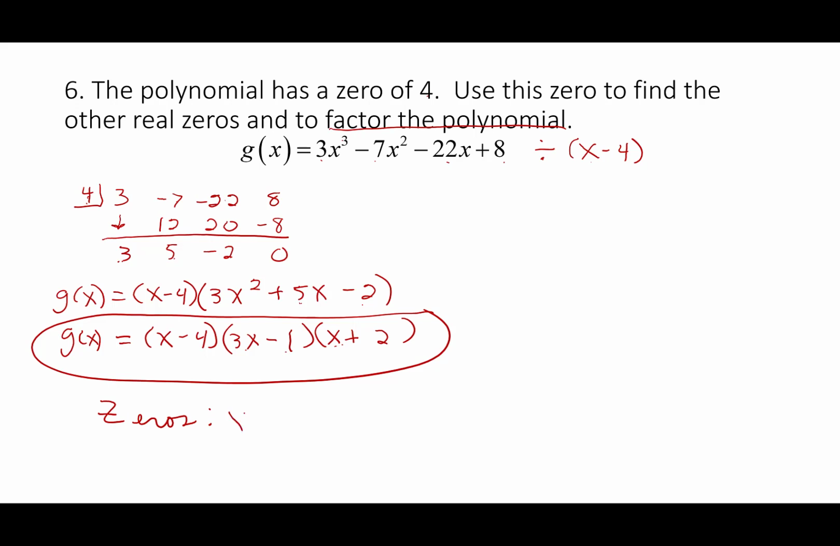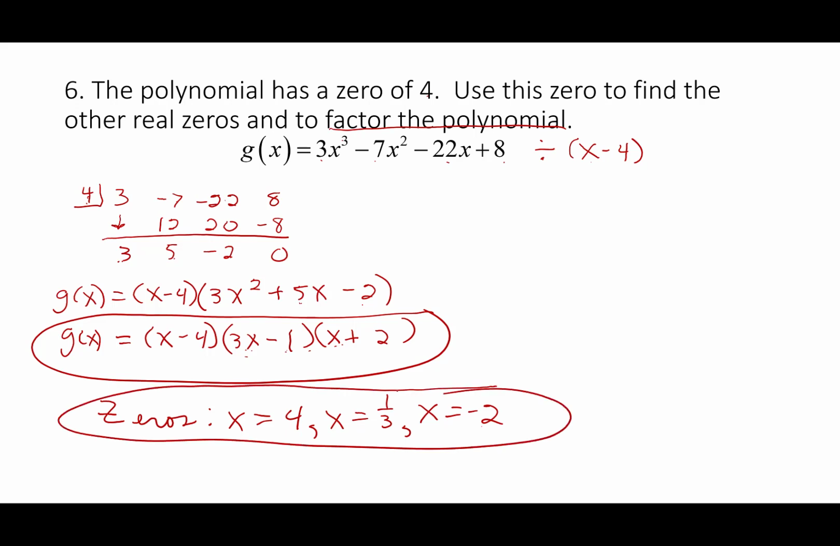The zeros are x equals 4, the first one we found. From the factor of 3x minus 1, if I set this factor equal to 0, I find a second 0 of x equals 1/3. And then from the factor x plus 2, setting that factor equal to 0, I get a third 0 of x equals -2. Okay, so my zeros are -2, 1/3, and 4. And we've got this one.